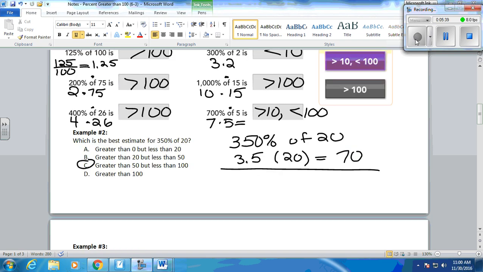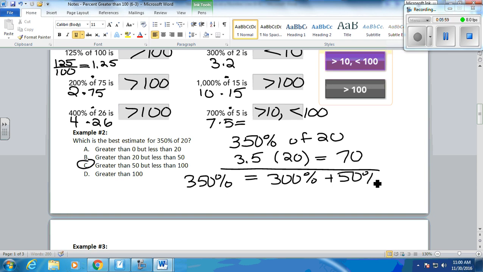So if we just model what we were doing in the previous questions, I took 350% of 20, I rewrote it as a math expression, and got 3 5/10 times 20, which will give me approximately 70. You could also leave it as a percent and say that 350% is equivalent to 300% plus 50%.